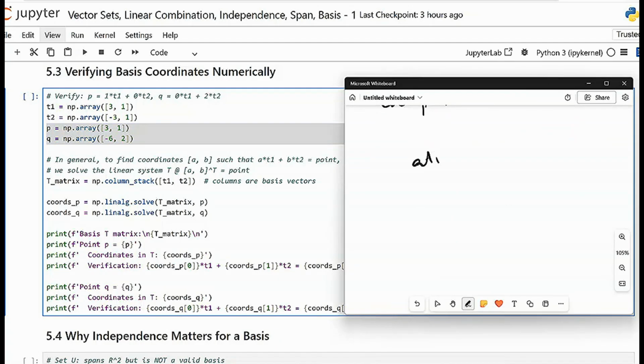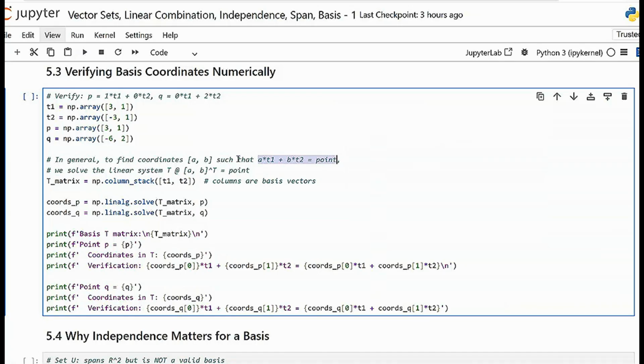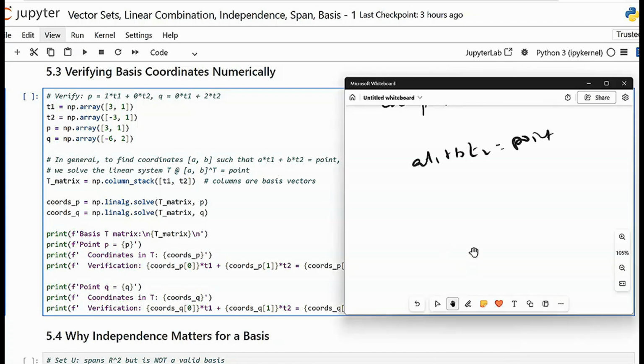a T1 plus b T2, that is what gives our data point. So how are we going to do this? Yes, we are going to rewrite the problem in matrix form. So when we rewrite it in matrix form, it comes as T multiplied by alpha, which gives our point.